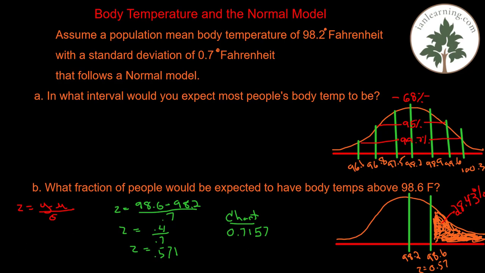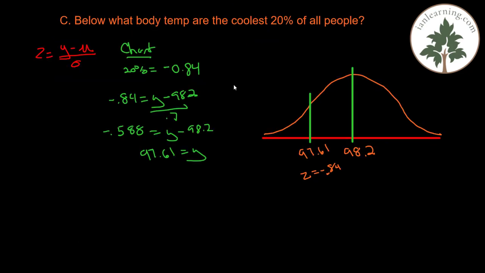Let's go on to the last question. Okay, below what body temperatures are the coolest 20% of all people? So what we're going to do is find 20% in our z-score chart. So we're kind of looking at the chart backwards here, and we're going to see what z-score that 20% gives us: negative 0.84. It's negative because it's to the left of the mean.